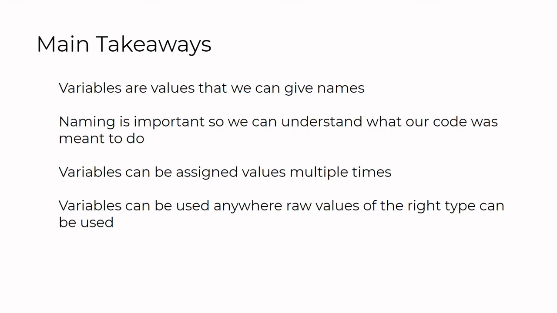In this lesson, the key takeaways are that variables allow us to give names to values. These names can help us communicate what our code is trying to do. We can assign values to our variables multiple times once we have declared them, and they will retain their last assigned values. Lastly, we can use variables anywhere that raw values of the same type could have been used in our code.